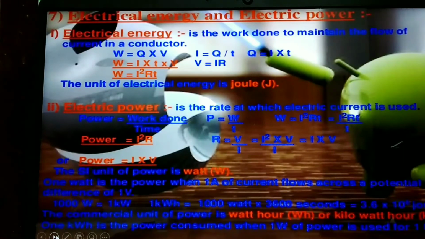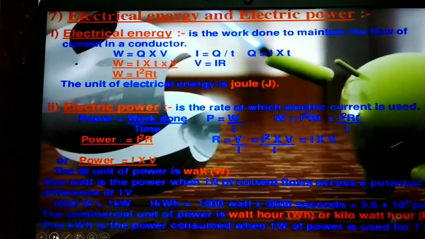Once again, electrical energy and electric power. Electrical energy is the work done to maintain the flow of current in a conductor. W = QV. W = VIT. W = I²RT. Since W = QV, and since I = Q/T and Q = IT, by substituting, W = VIT. Then since V = IR, substituting the V value, W = IT × IR, that is W = I²RT. The unit of electrical energy is joule.